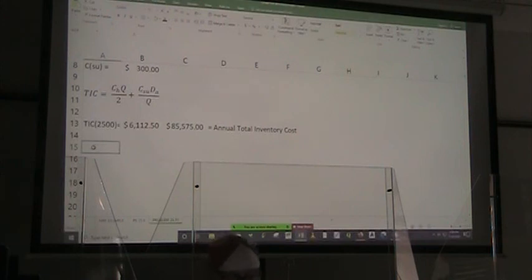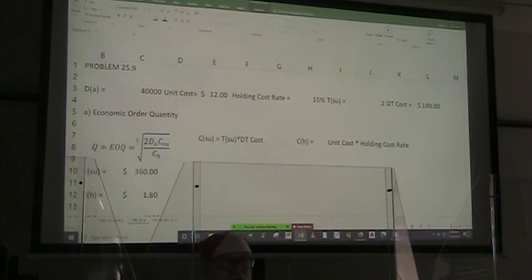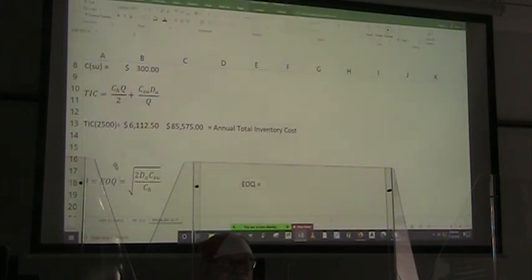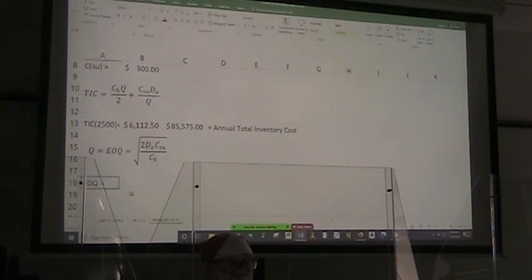Now, what would be the economic order quantity if we go ahead and use our formula? I'm going to take a huge chance here. All right, maybe not that big a chance. So what would our economic order quantity be?